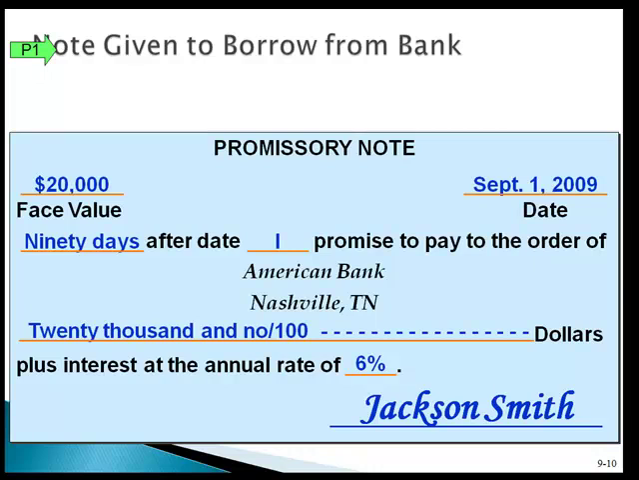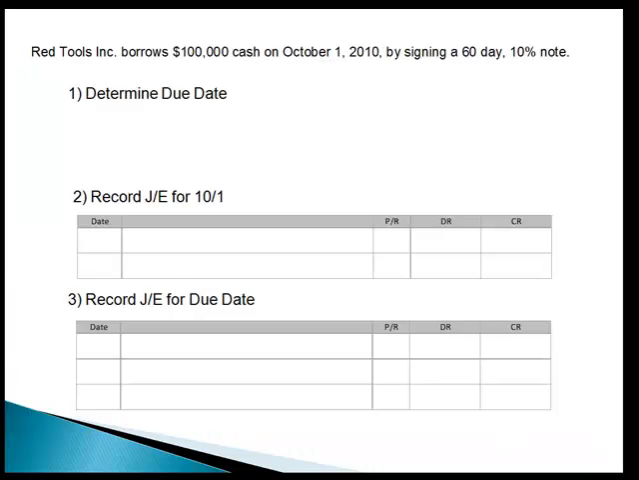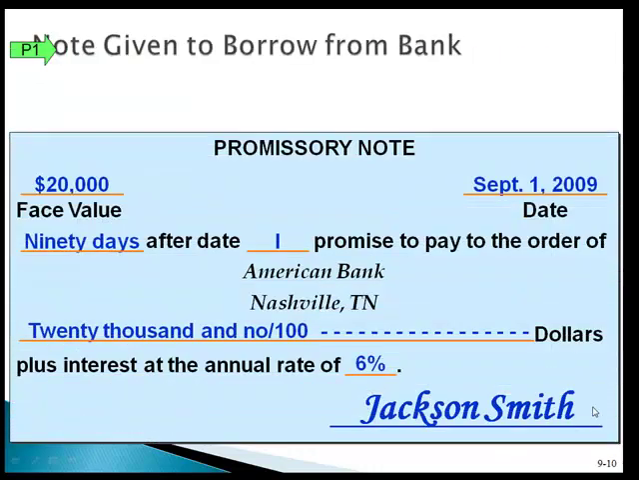All right, we're also going to talk about notes. So again, this should feel a little bit like a review, but remember that we need to know our terminology here. So a note is something that's signed. It's more official than accounts payable. You've got the person that's promising to pay and that signs is the payor. The person that they're going to pay, American Bank, is the payee.